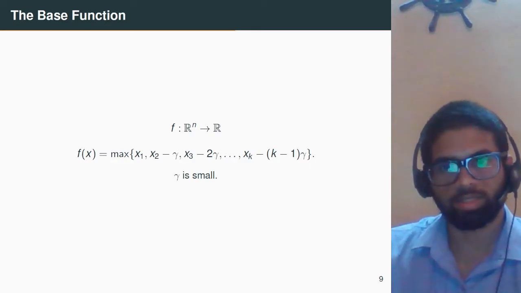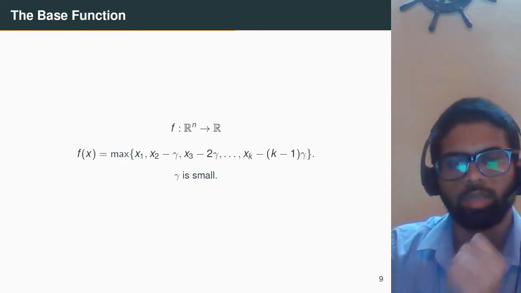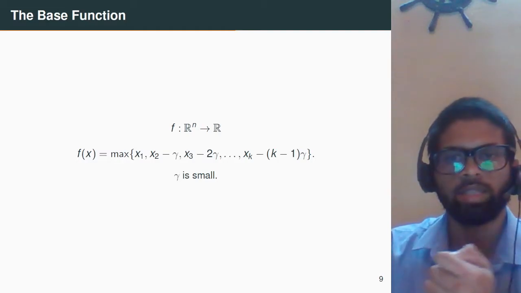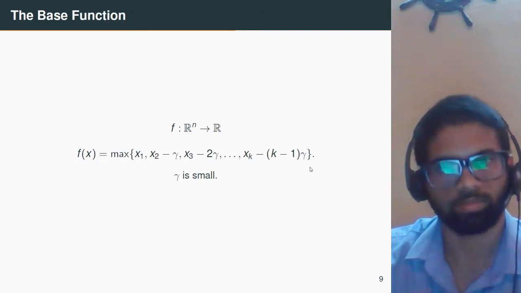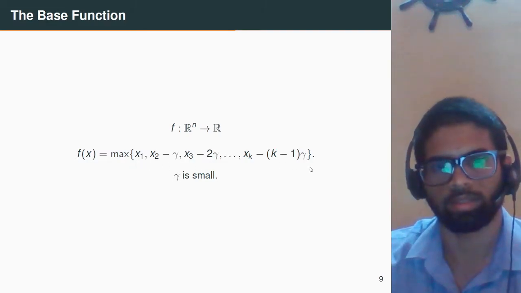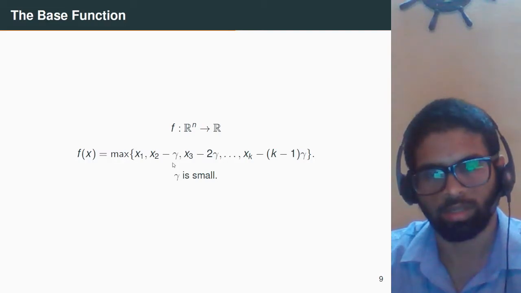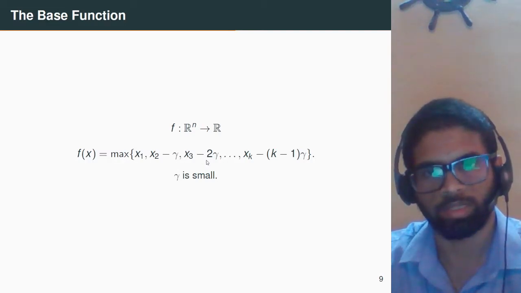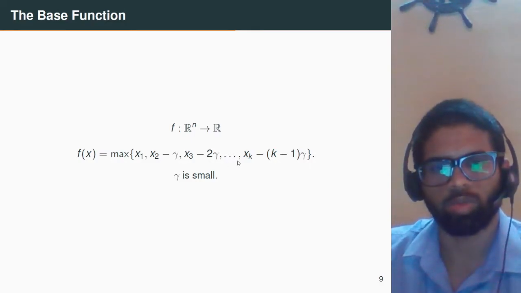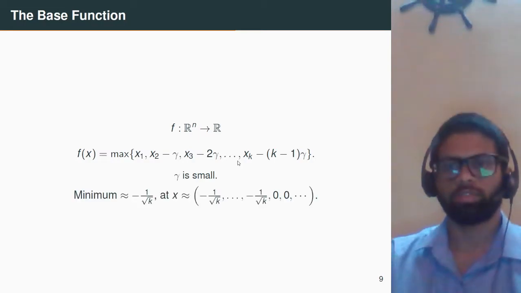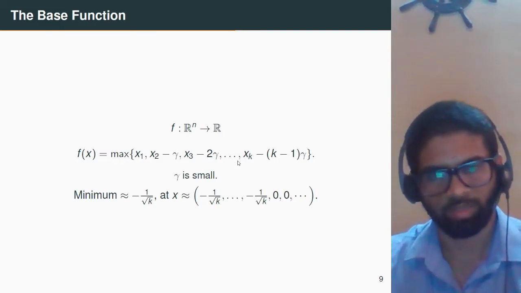So the function is similar to our previous function, except in 2 major ways. One is that although the input is still an n-dimensional vector, the term where we're taking the maximum only has k terms in it. So even though it's an n-dimensional vector, we're just taking the maximum of k components of it. The second difference is that we're subtracting a small constant gamma, and as we go through the maximum, the number of times we're subtracting it increases. Since gamma is small, this doesn't change the global properties of f. So f's minimum is still approximately -1 over square root k, and it takes it at a point very similar to the points we've seen earlier.